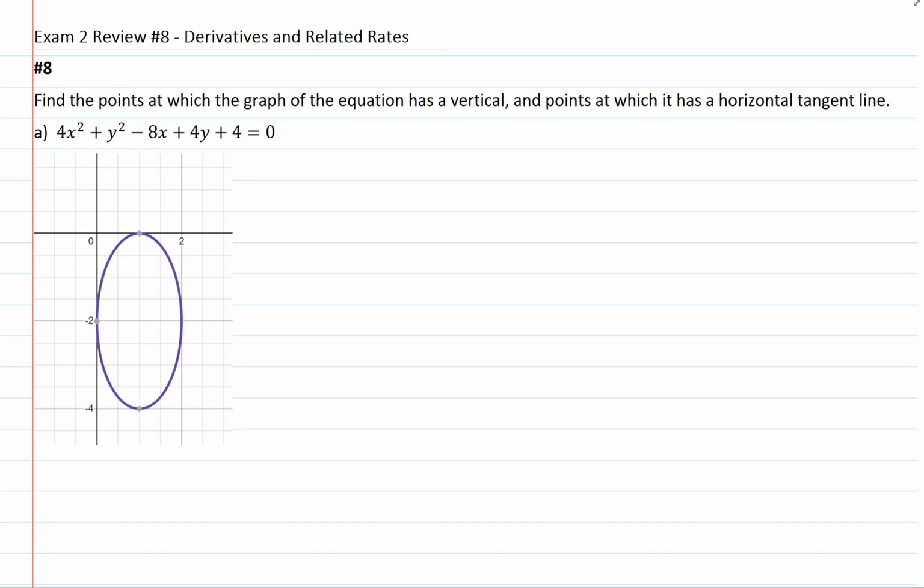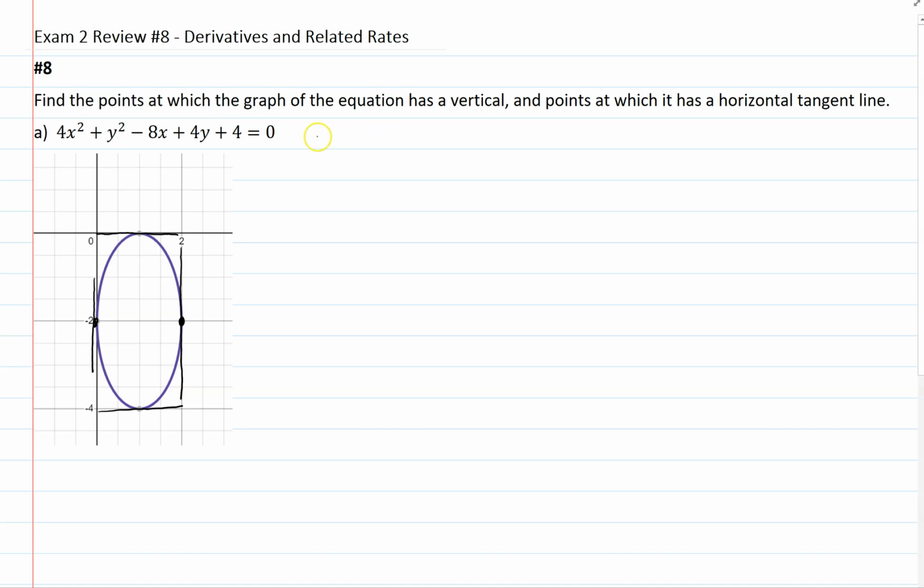So I graphed this on Desmos so we can see. It is very obvious visually that when x is 2 and when x is 0, that's when the graph has vertical tangent lines, and when x is 1 is when the graph has a horizontal tangent line. So our job is to confirm the information that we have just seen on the graph.